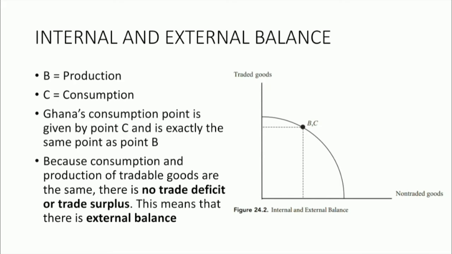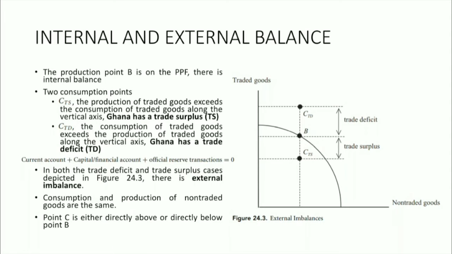And because these two points are the same, it means that there's no trade deficit or trade surplus, which is also known as equilibrium. So with this condition, this means external balance. Okay, now let's take a look at the next figure, which is figure 24.3.